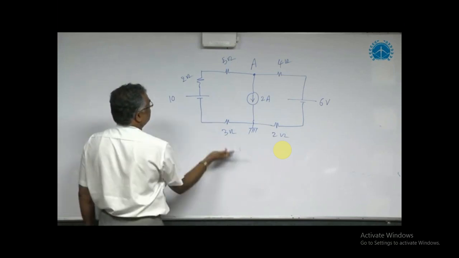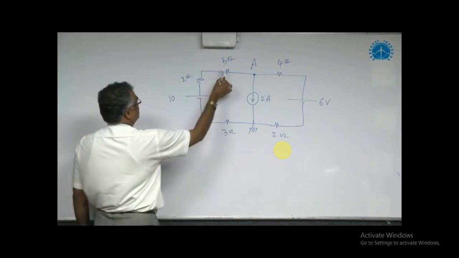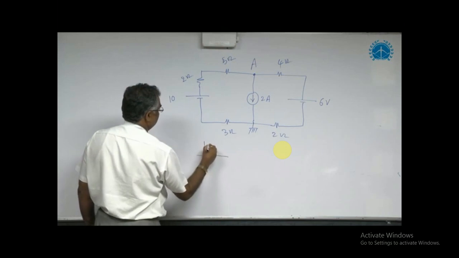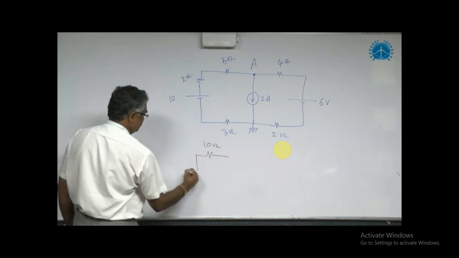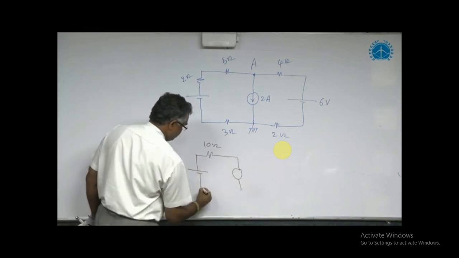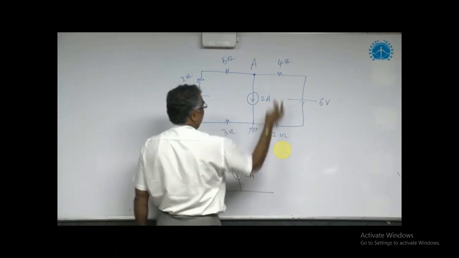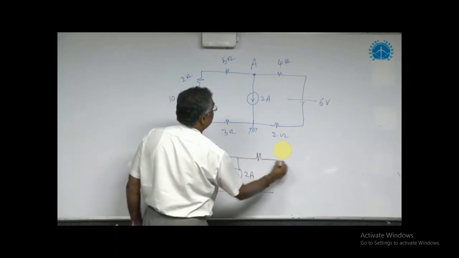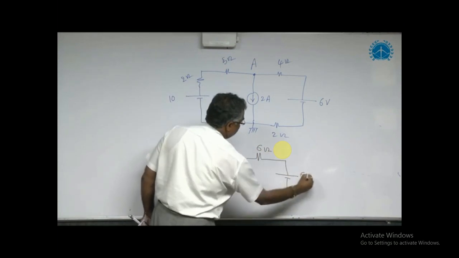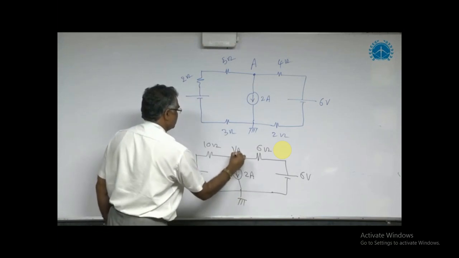Then this circuit can be simplified further. 5 ohm, 2 ohm, 3 ohm are connected in series. So 5 plus 2, 7, 7 plus 3, 10. It is simply 10 ohm. Then this 10 volts as it is. Current source as it is. Then 4 ohm, 2 ohm both are connected in series. This is also 6 ohm. Voltage of 6 volts as it is. This ground as it is. This voltage VA also as it is.